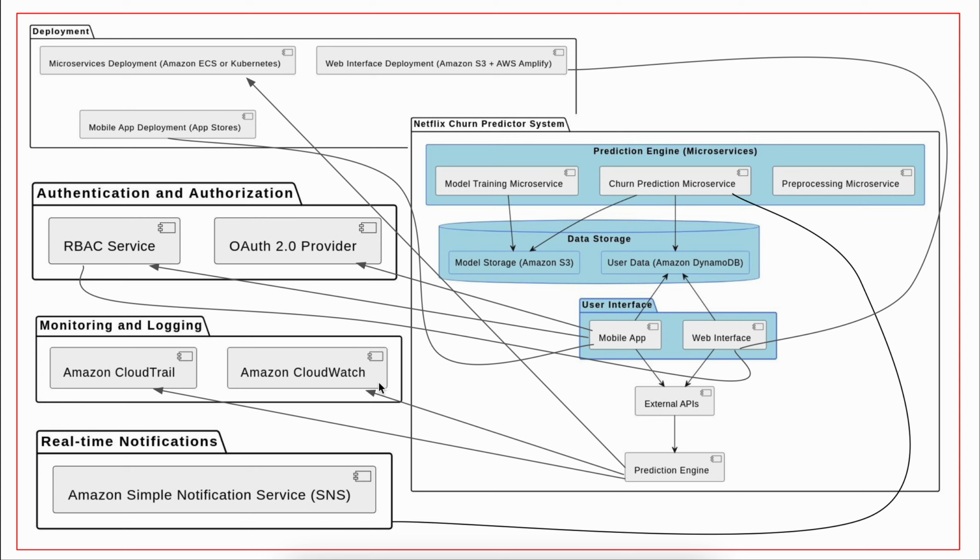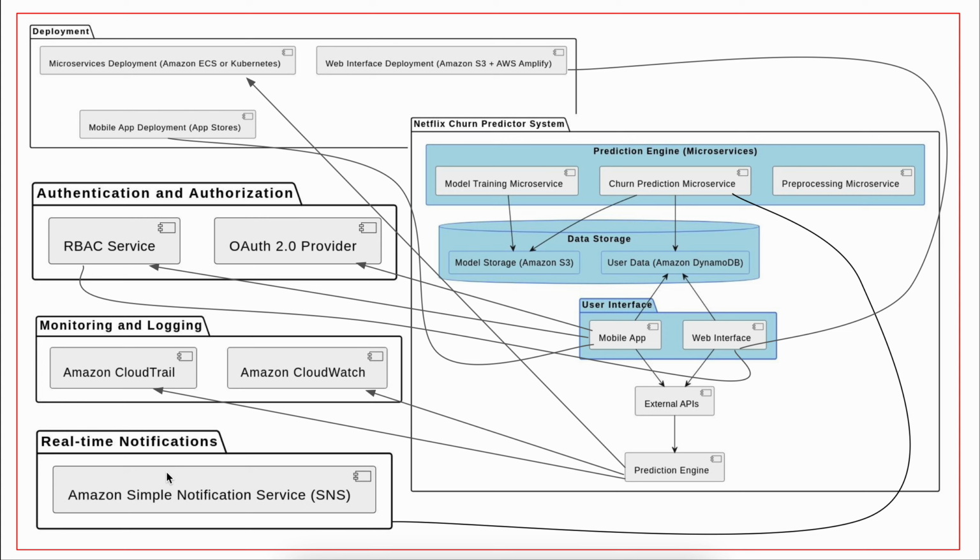That would be it. Last would be real-time notifications. We are using SNS, that is Amazon Simple Notification Service. It's used to send real-time notifications to users and administrators. For example, take an instance where user churn prediction scores cross a certain threshold, and based on that, an alert message or an email, based on the configuration of the user and administrator in the system, would be sent either by email or by message system.